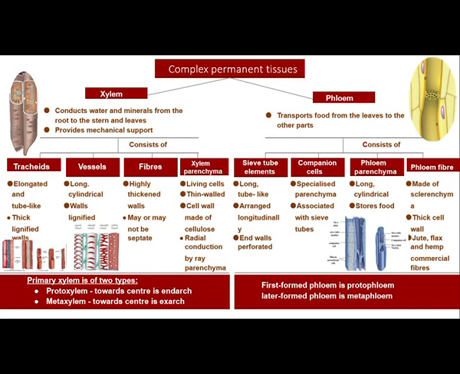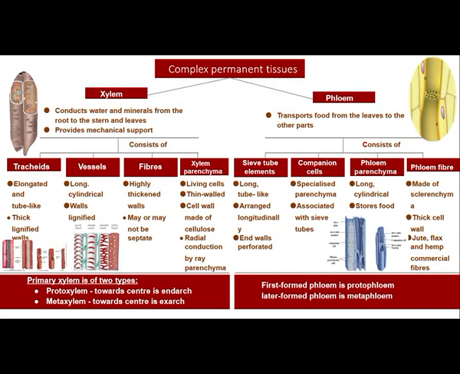Now, the primary xylem originates from procambium, whereas the secondary xylem originates from vascular cambium. The vascular cambium is a type of secondary meristem, and on the basis of shape, the primary xylem can again be divided into two parts, the protoxylem and the metaxylem.